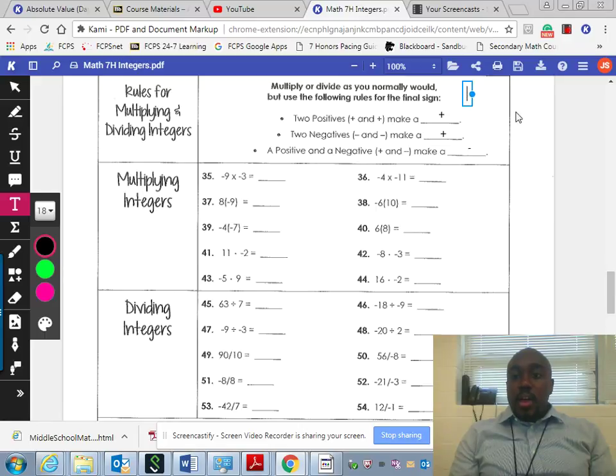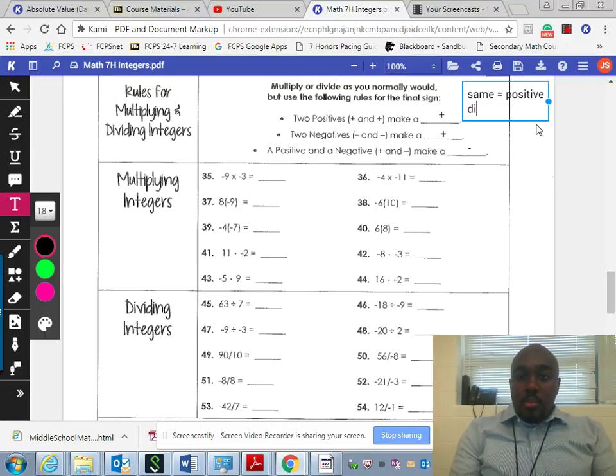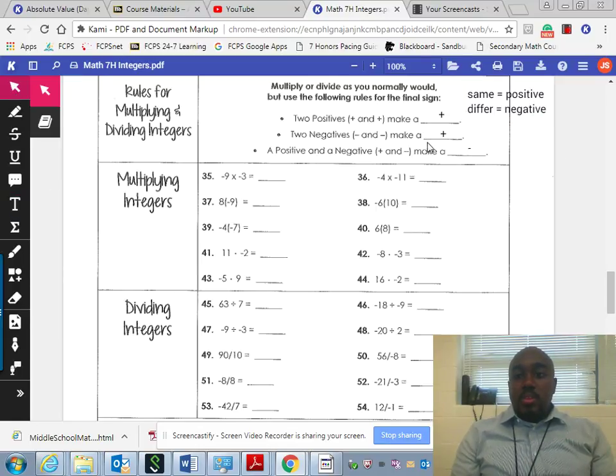If we have same signs, same equals positive. And I'm going to use differ for different signs, differ equals negative. And this is the case for both multiplication and division.